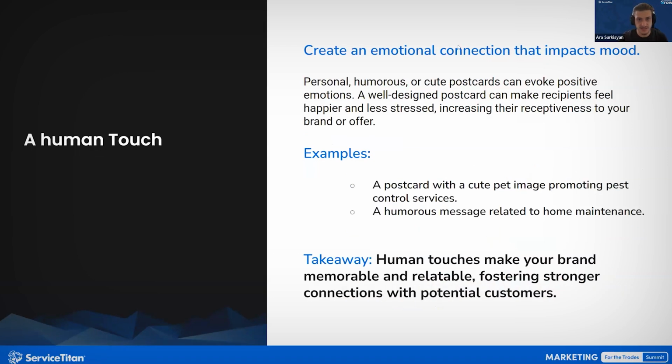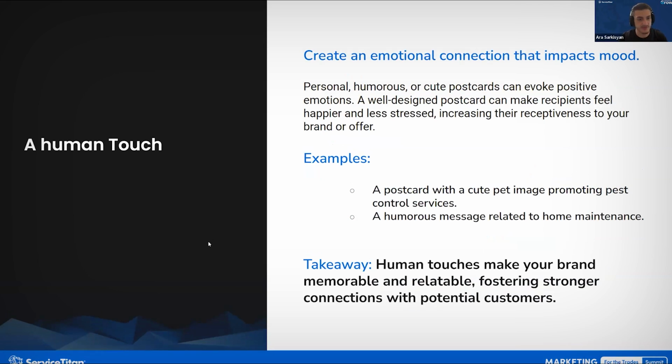Last thing here is a human touch. Direct mail is a tangible medium, right? It's completely atypical to email or direct digital ads, or SMS, because we can actually physically touch it and we can interact with it. And what's also different and unique about it is the time and the way people interact with it.